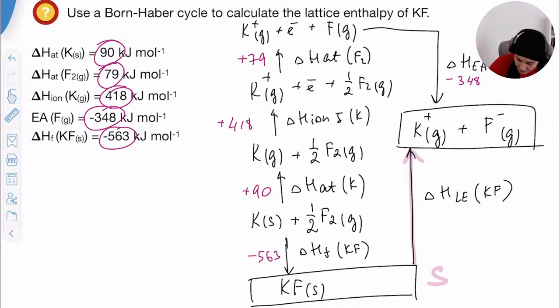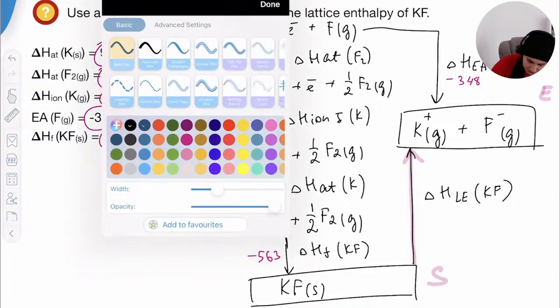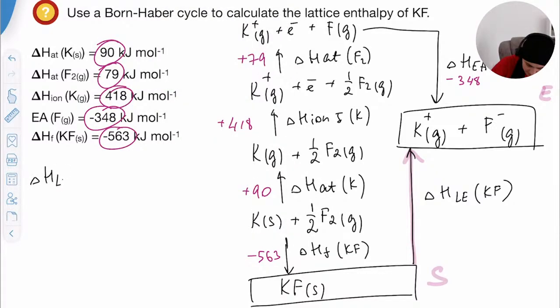So I'm starting here, ending here, and I will now say that the enthalpy change of lattice equals, so now indirect, what would be my indirect route? Indirectly, again, I start at KF. First I need to do this reaction, so it's plus 563, right? I'm doing the reaction that is opposite to formation because I'm splitting KF into elements. So it's plus 563, arrow up.